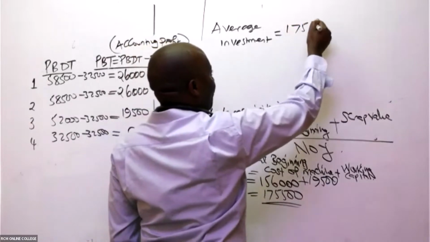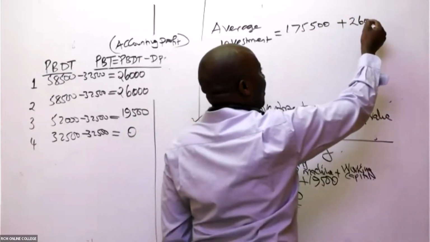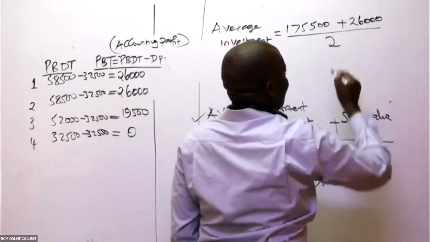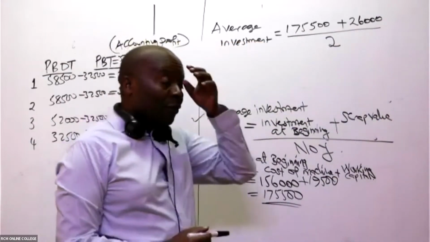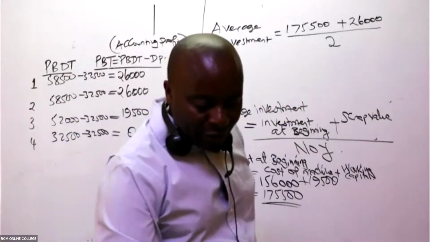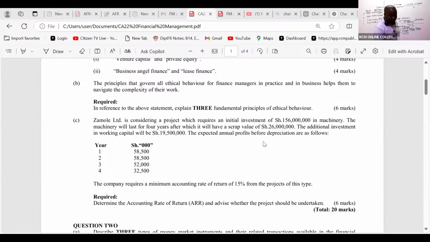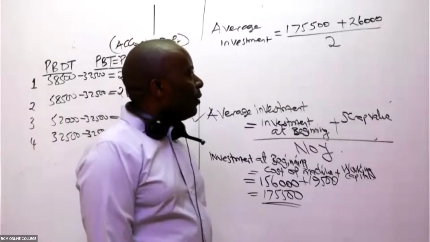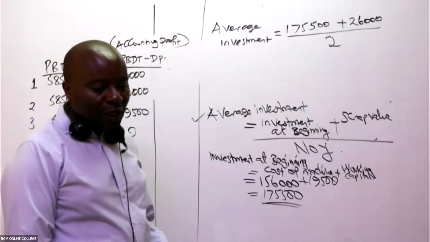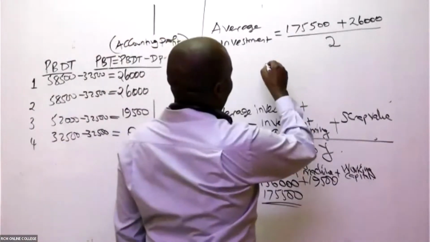So if you do this, 175,500, we add the scrap value. Scrap value, I hope you're able to remember, is 26,000. Our figures are in thousands, remember. And whatever we get there, we divide by 2. So are you able to give me this answer, ladies and gentlemen, pretty fast? Yeah, according to Catherine, we are getting 100,750.